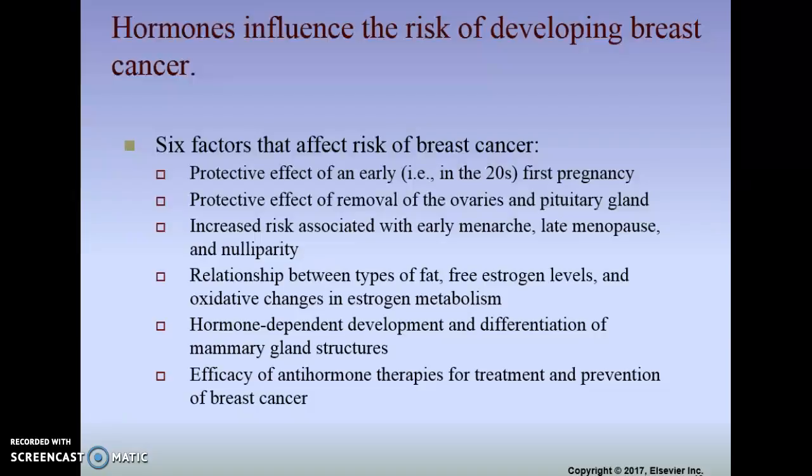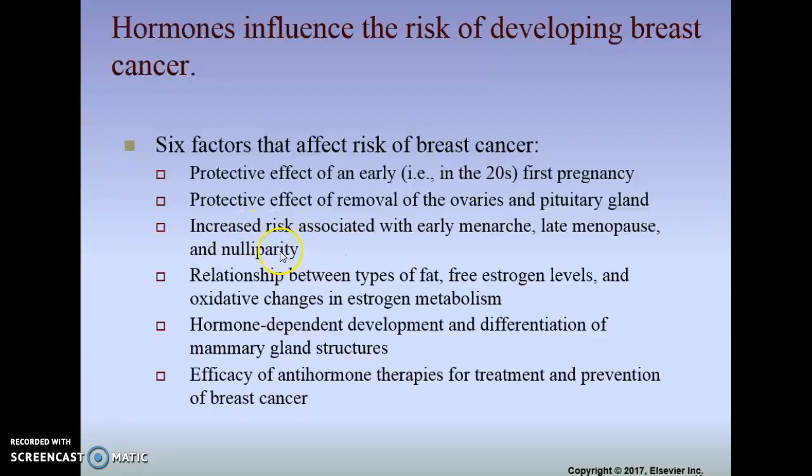And so if you've had a cell that has developed mutations very early in the process, say age 15, and then a person gets pregnant at age 20 or 21, then they're going to get rid of that cell that acquired the mutation at age 15, and it is no longer there to develop additional mutations. Alright, protective effect of removal of the ovaries and the pituitary gland, that doesn't happen as often. But again, looking at the hormone influence, right? Pulling out those ovaries, you decrease the hormone exposure.